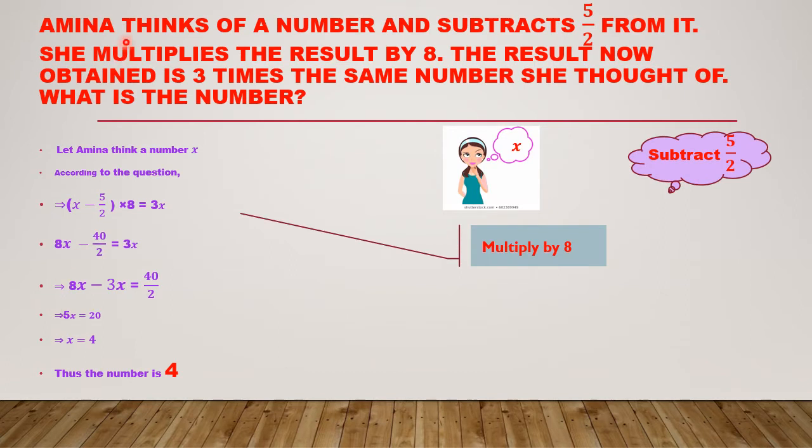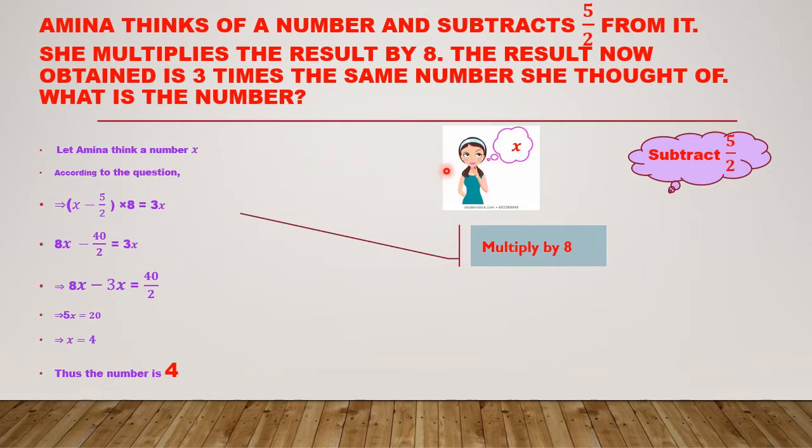Amina thinks of a number and subtracts 5 by 2 from it. She multiplies the result by 8. The result now obtained is 3 times the same number she thought of. What is the number? Let Amina think a number x.